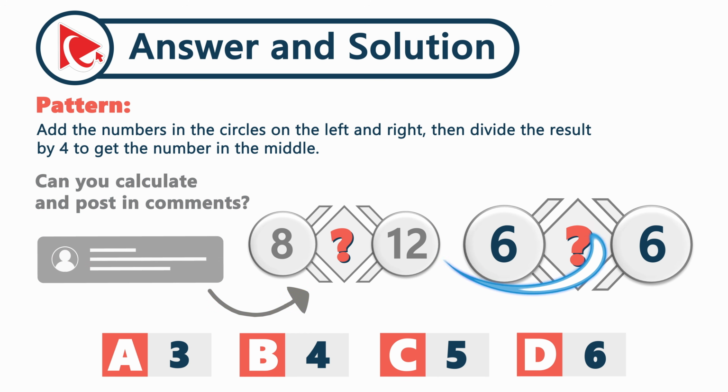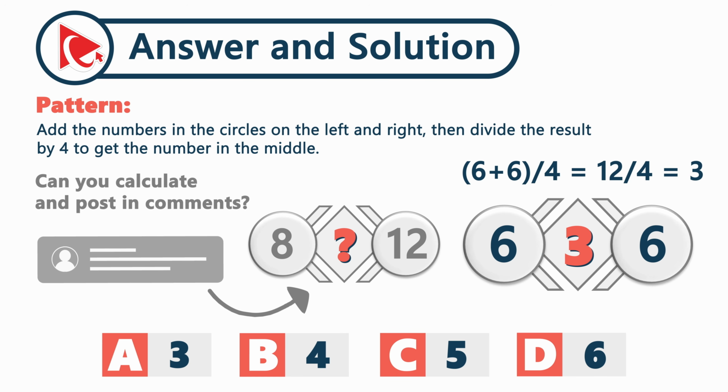But now it's truly the time to calculate the magic number. 6 plus 6 divided by 4 equals 12 divided by 4 and equals 3. So the correct answer here is choice A, 3.